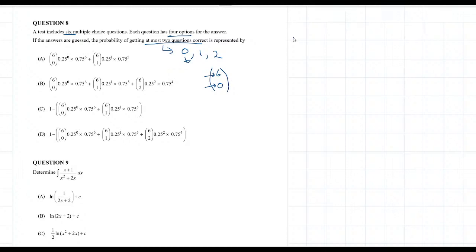Now, what's the probability of getting a question correct? So if there are 4 options and there's only 1 correct answer, that's 1 over 4 probability that you'll get it right, which as a decimal is 0.25. And the probability that you get it wrong is going to be 3/4, because there's 3 incorrect answers.